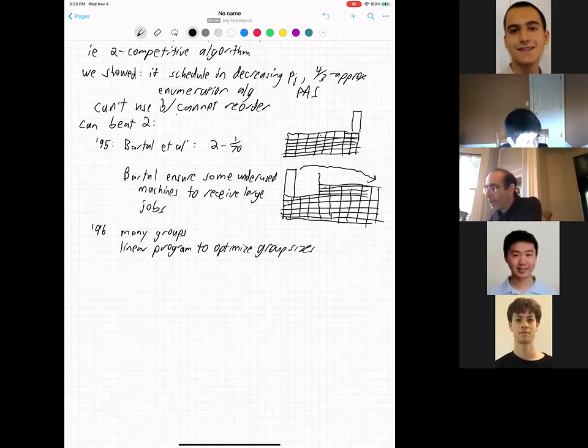So we have a computational proof of something that you can achieve. Whereas this 2 minus 1/70th is about 1.986, we were able to push that all the way down to 1.945. Okay. And then in '97, somebody else came along and pushed it down to 1.923. And after that, I got kind of bored with the problem and stopped paying attention. So I don't know what the current status is of the competitive ratio.